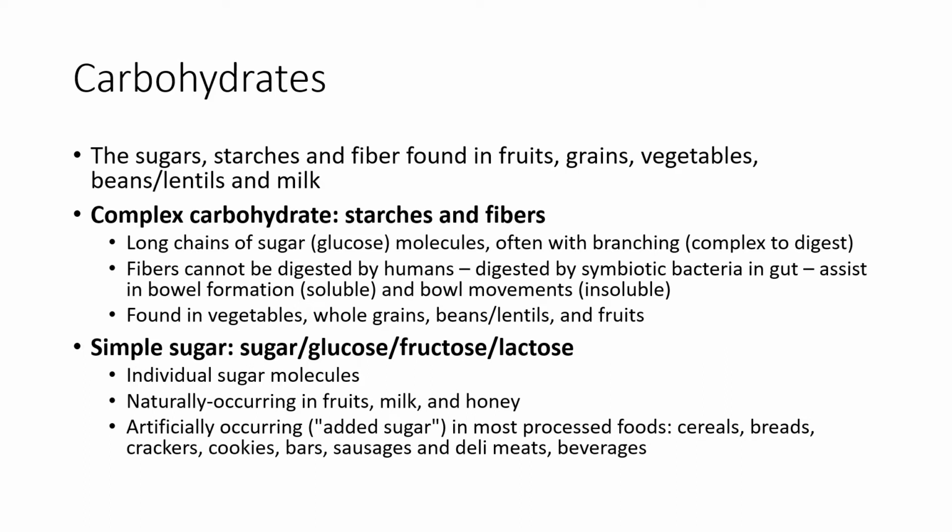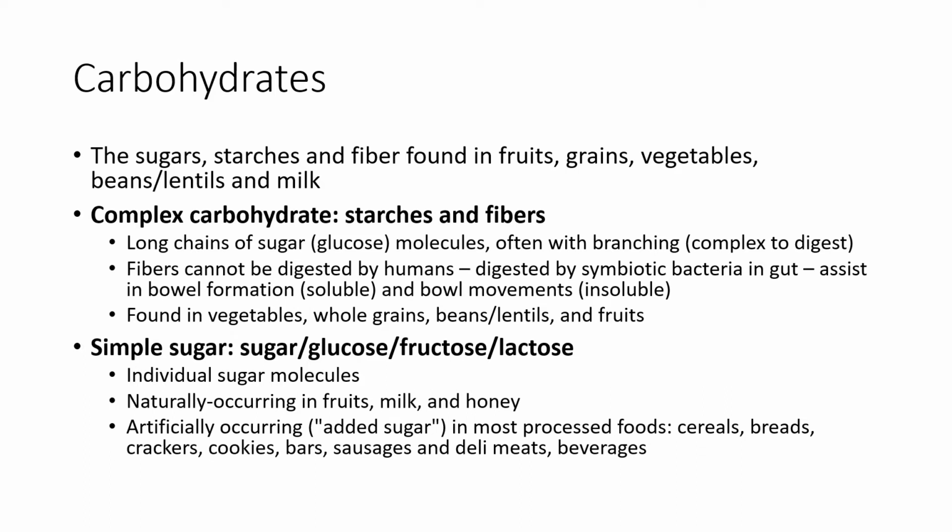Starches and fibers are found exclusively in plant foods, so vegetables, fruits, whole grains, beans, and lentils. Simple sugar has a lot of names. We've mentioned glucose, and then there's also fructose and lactose, two of our other individual sugar molecules that naturally exist in our food supply. Fructose we find pretty exclusively in fruits, lactose we find exclusively in milk, and glucose we find pretty much in all of the food that we eat except for animal flesh.